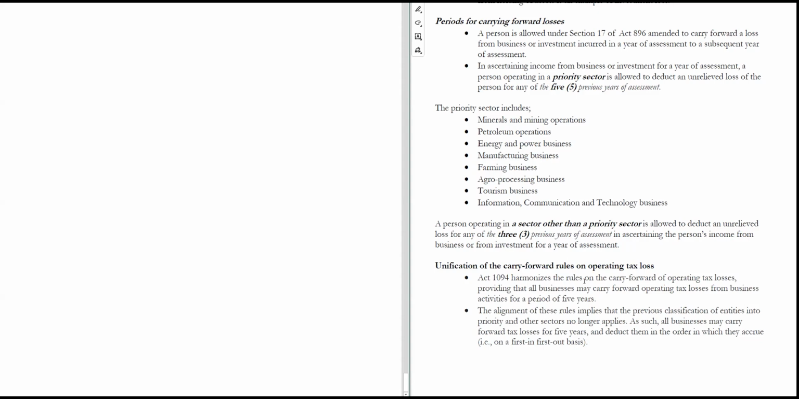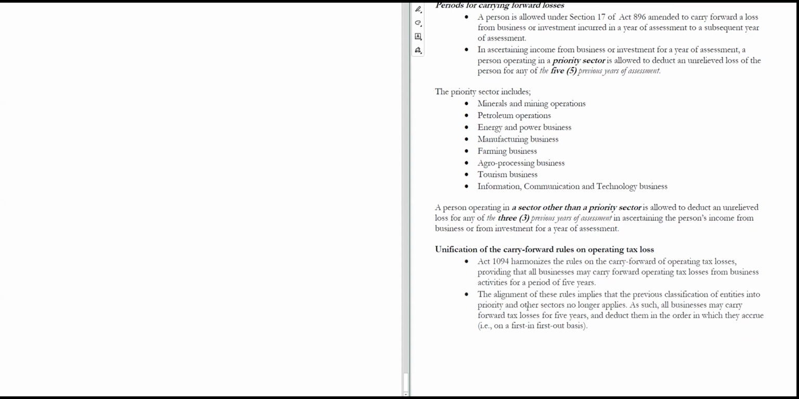Now Act 1094, which is the Amendment Act, harmonizes the rules on the carry forward of operating tax losses, providing that all businesses may carry forward operating tax losses from business activities for a period of 5 years. The alignment of these rules implies that the previous classification of entities into priority and other sectors no longer applies. As such, all businesses may carry forward tax losses for 5 years and deduct them in the order in which they came, on a first in, first out basis. And today we talked about this, right? That in Ghana, most of our expenses and fungible stuff are always first in, first out, right? I hope that is okay.